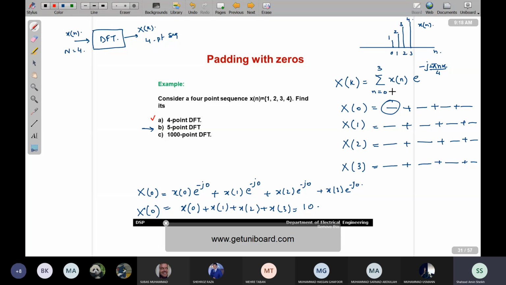So in that case, that would be equal to the sum over n between 0 and 3, x of 0 e raised to power minus j0, because k is equal to 0, plus x of 1 exponential minus j0, plus x of 2 exponential minus j0, plus x of 3 exponential minus j0. This 0 is because k is equal to 0. So as a result of that, all these exponents are 0, so the exponentials will be equal to 1. So as a result of that, X of 0 will be equal to 4 plus 3 plus 2 plus 1. You will be getting 10.